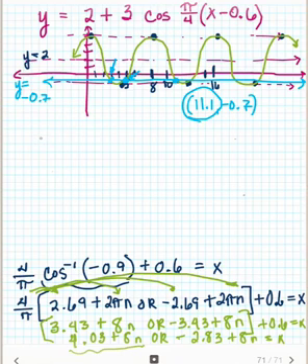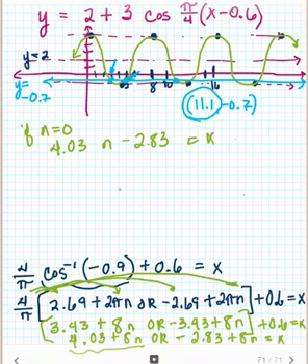If n is 0, so this is the first possibility, n is 0. So if n equals 0, I'll get 4.03, or I'll get negative 2.83. And you remember, we're in radians, equals x. So I'll get those two values of x. So this looks like my first positive value right there.